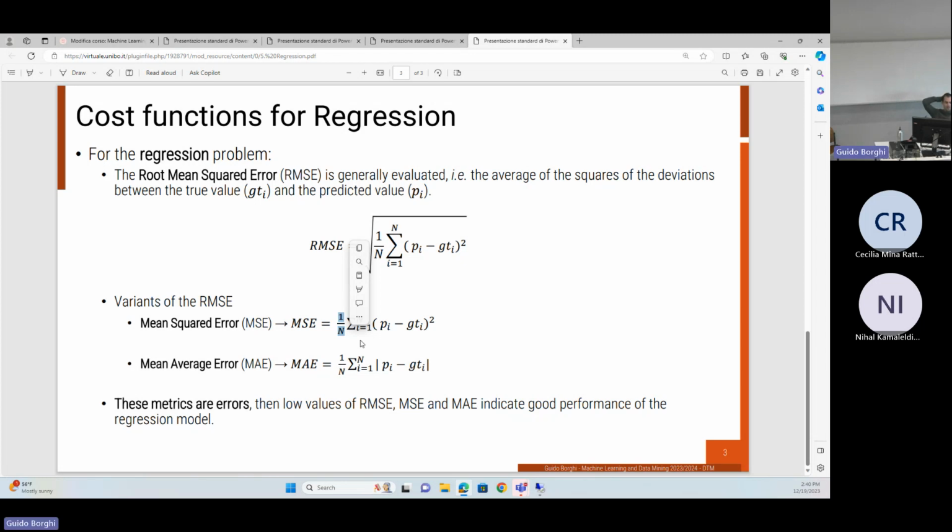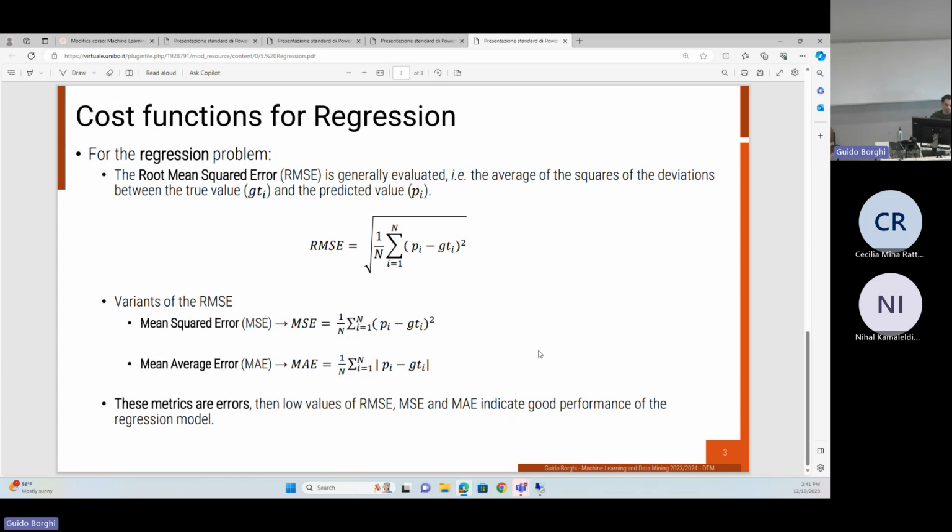The last variant of RMSE is the mean absolute error, MAE, in which instead of the power of 2, we have the absolute value here. So we have the absolute value of the difference between, of course, the ground truth value and the predicted value, averaged on all the samples in the dataset, or that we are taking into account to compute our loss function.